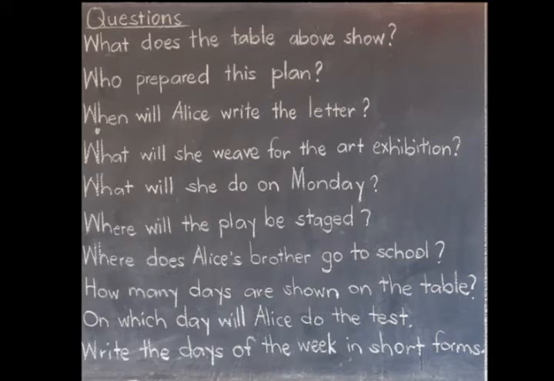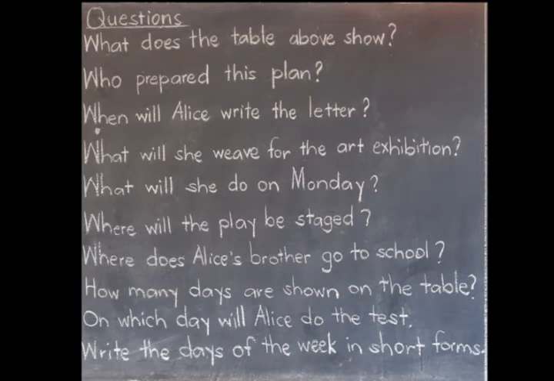What does the table above show? The table above shows Alice's plan for next week. Number 2, who prepared this plan? Use the very words in the question, the very tense. Don't change the words in the question. Make use of them to make a full sentence.